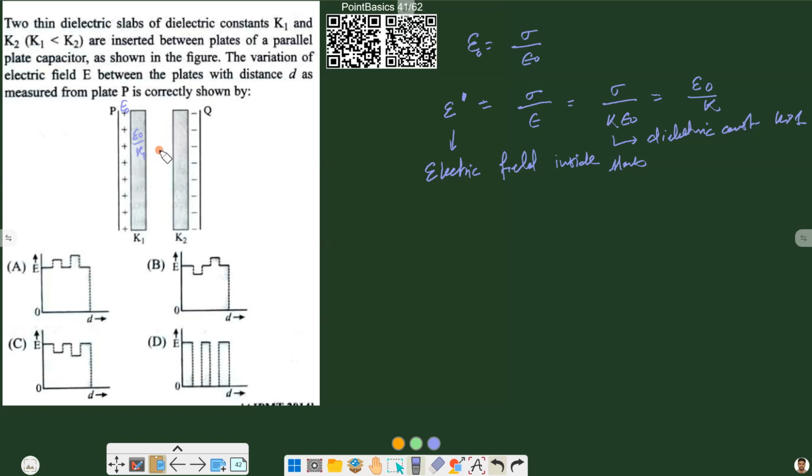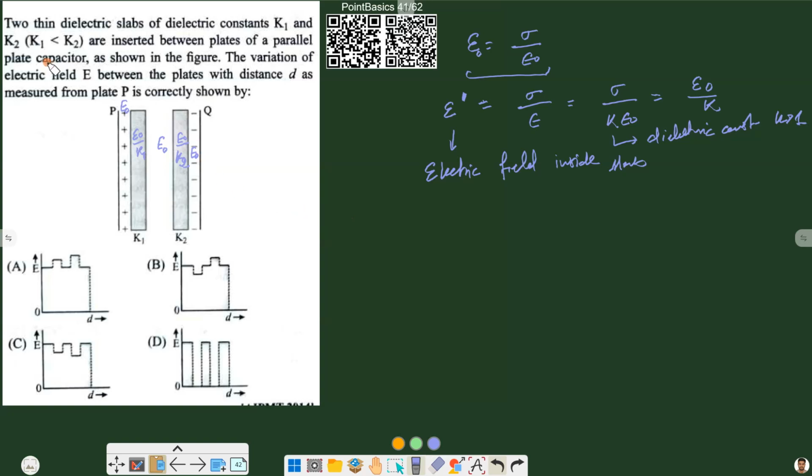Now again there is empty space, so the electric field will be again E naught. For this slab again the electric field will be E naught by K2, and for this area again the electric field will be E naught. Now as K1 and K2 are greater than 1, the electric field inside these slabs will be slightly lesser as compared to the original electric field E naught. So our graph should go downwards.